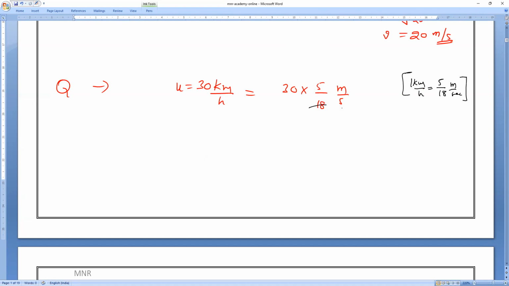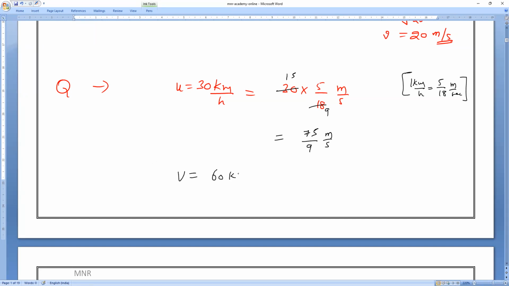Okay, then 30 into 5 by 18. You can simplify it. 2 9s are 18, 2 15s are 30, which is equal to 15 5s. 15 5s are how much? 75. So it is 75 divided by 9. Let it be, keep it like that.